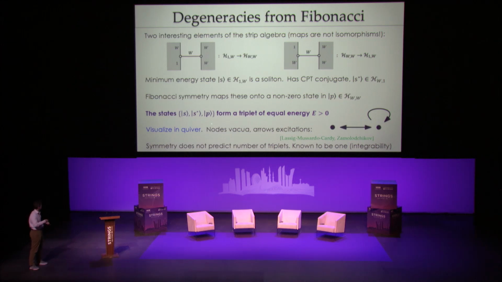Okay? So let's visualize it in a quiver. The nodes are the vacua. We have two vacua. And the arrows are the excitations. So we have a soliton-anti-soliton pair. And we have here a particle loop. Now, symmetry alone does not predict for us the number of such multiplets. In this case, it's known to be exactly 1. That's the integrability answer. But in the integrability case, the fact that these have equal mass is some kind of miracle. For us, the fact that they have equal mass just follows from the symmetry.